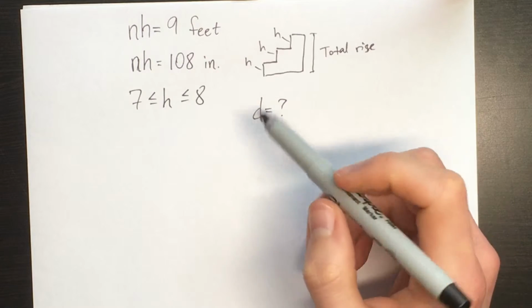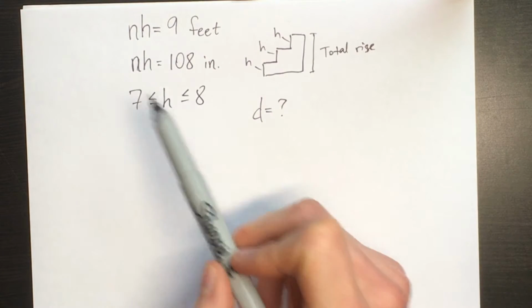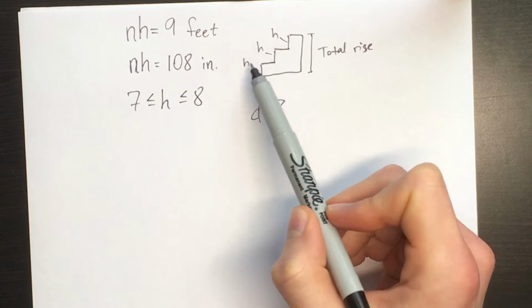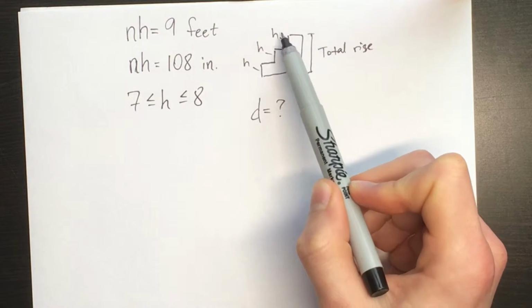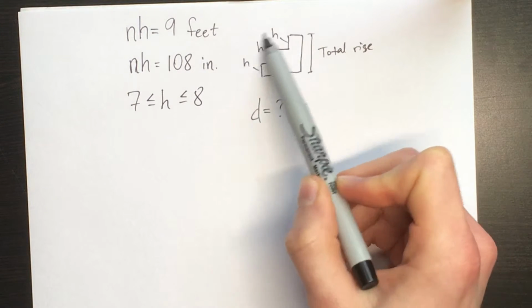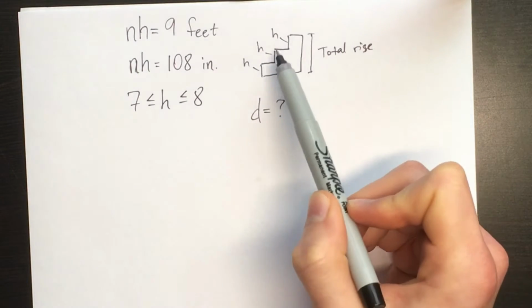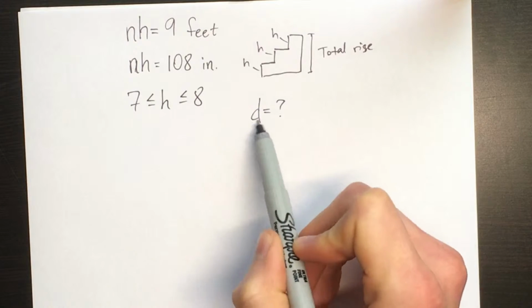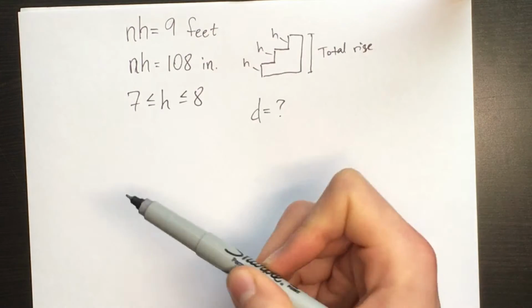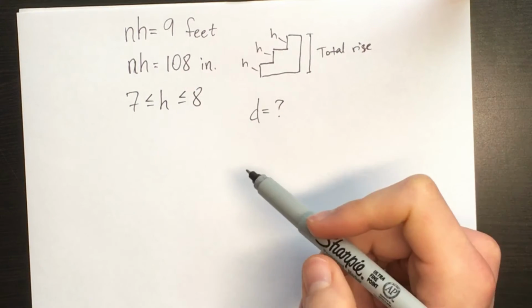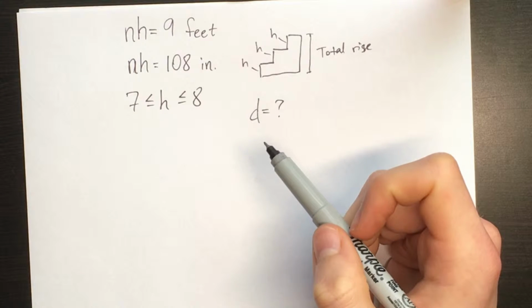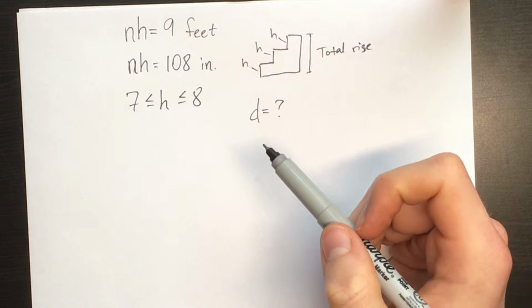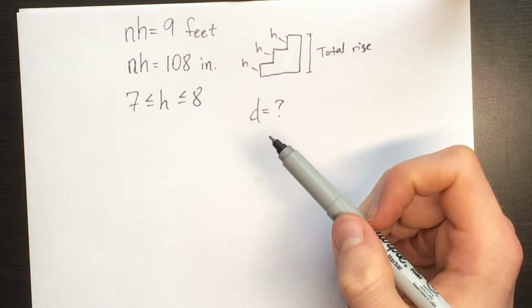Well, what we want to do is find how many steps we're going to need, and from there figure out the riser height, and then using the riser height we can figure out D. So how can we do that very first step, which is actually the hardest, and figure out the number of stairs? Well, our only constraint is that it has to be an odd number.